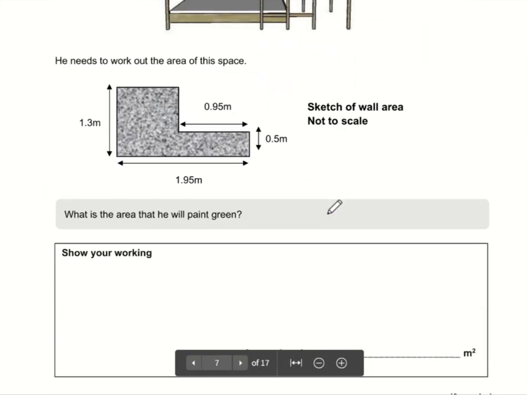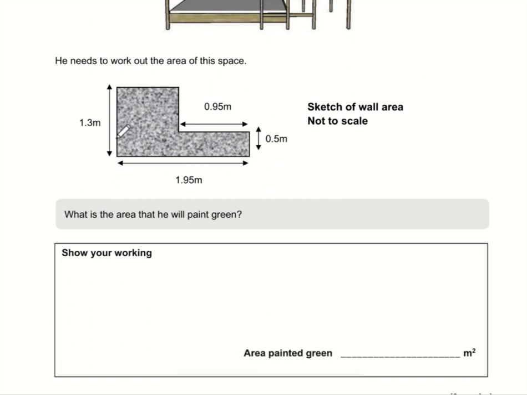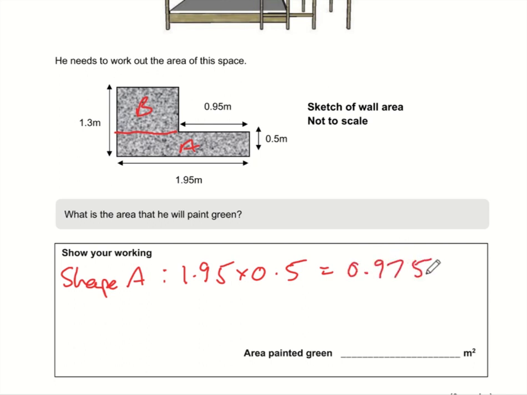Question number 9, we want to work out the area of this space. So what I would do is just turn it into 2 rectangles. Call this rectangle A and rectangle B. So let's call shape A. The area of shape A is 1.95 multiplied by 0.5, and that is, let's just work that out. The answer written down doesn't seem very logical to me. 1.95 times 0.5 is 0.975.